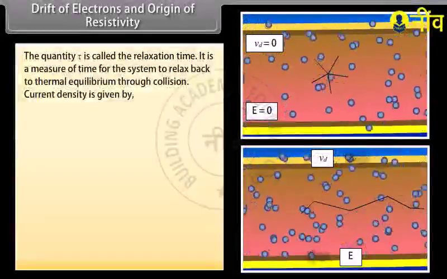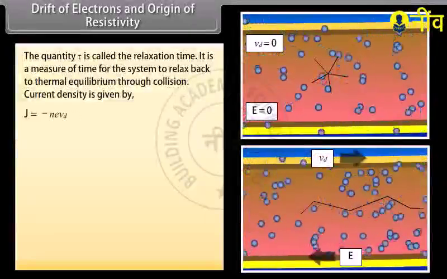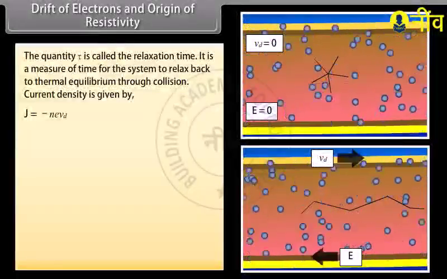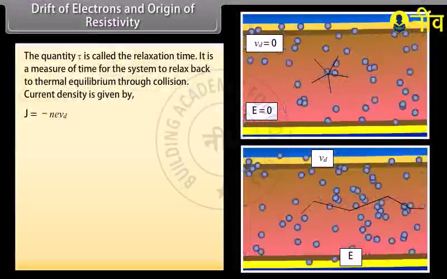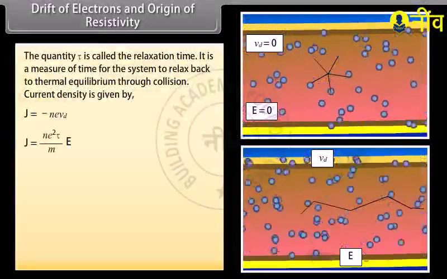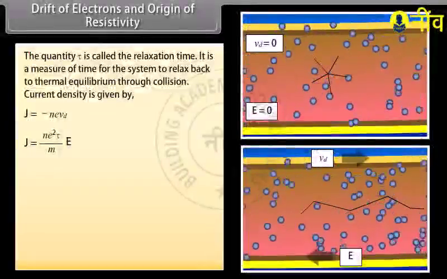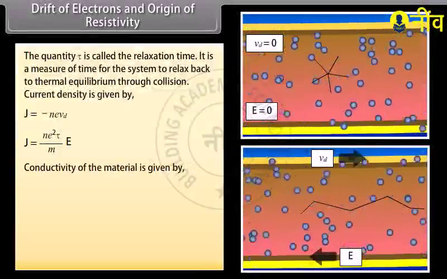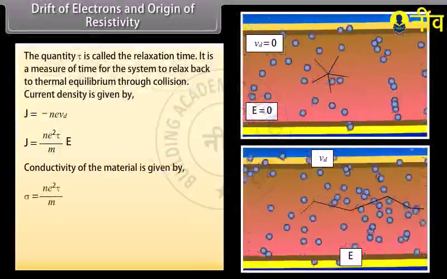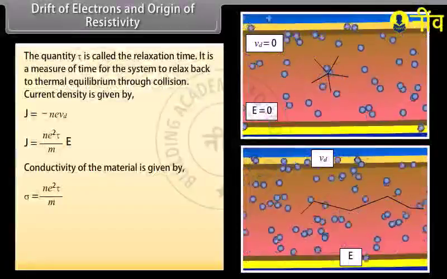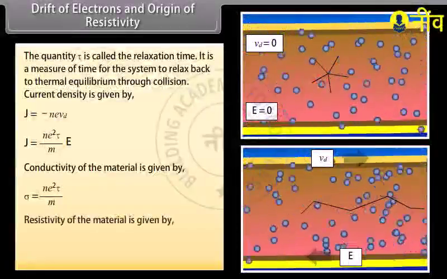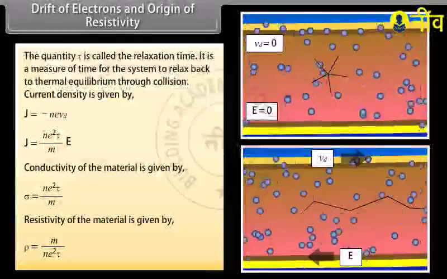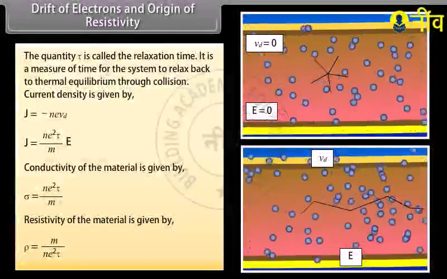Current density is given by J is equal to minus n e vd. Putting the value of vd in the above equation, we get J is equal to n e square tau upon m multiplied by E. Hence, conductivity of the material is given by sigma is equal to n e square tau upon m, and resistivity of the material is given by rho is equal to m upon the product of n, e square and tau.